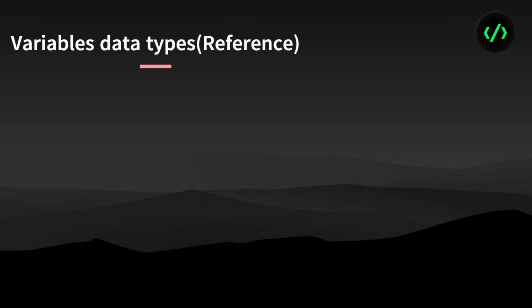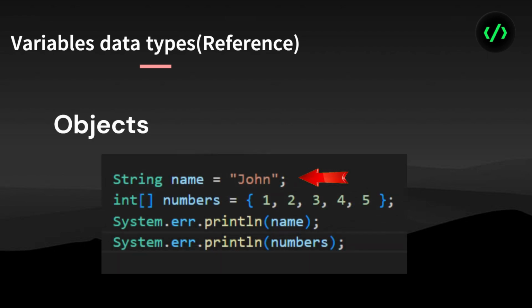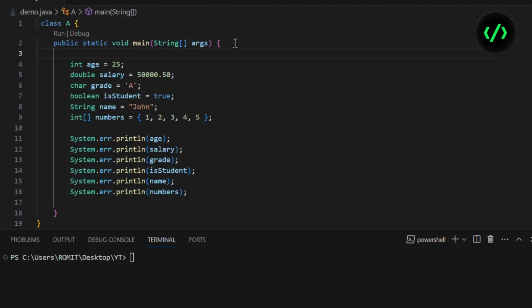Reference data types. Objects. They are the instances of classes. Arrays. Arrays are collections of elements of the same type. Here I will show you the uses of data types by code.